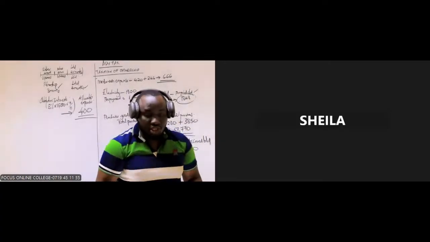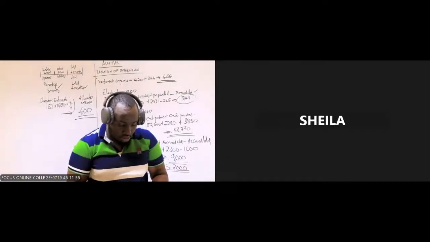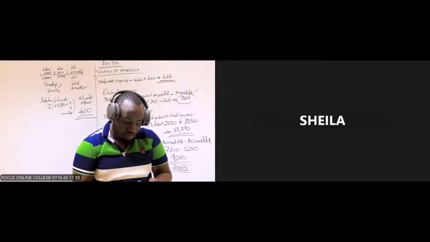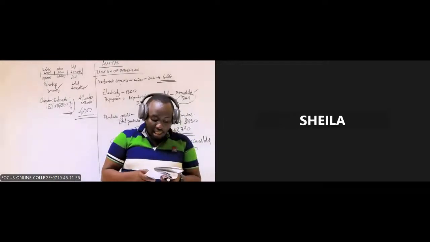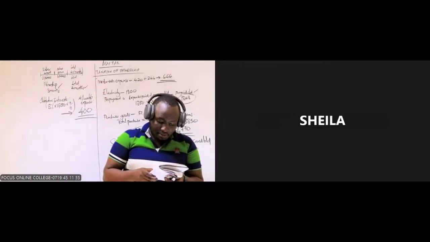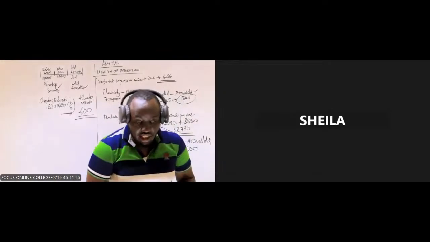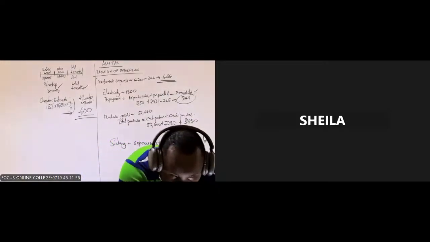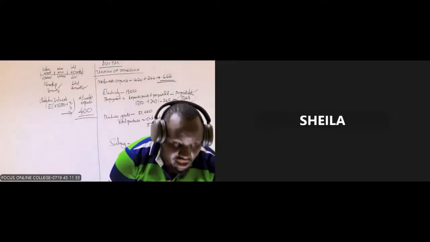So we come to this. The examiner tells us, look up, additional information number 5. On average, the business sold goods at a gross profit margin of 30%.